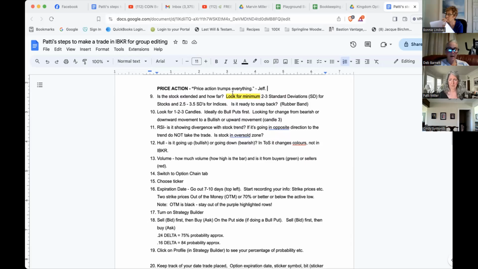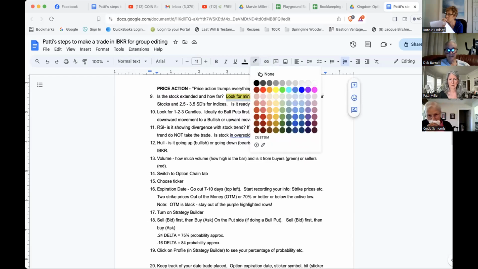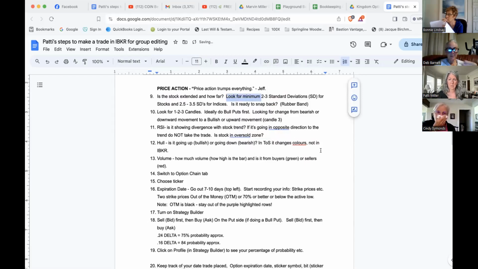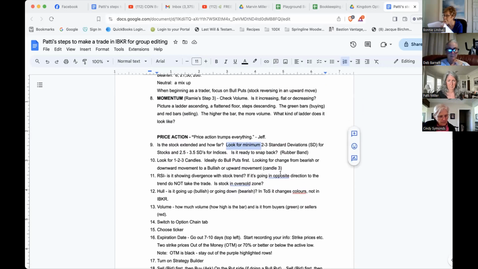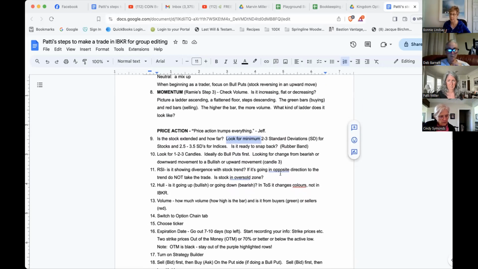Okay. And you've got that. Then we look at the RSI. Is it showing divergence with the stock trend in the opposite direction? Yes. Is it going up or going down? Volume, how much volume? Is there lots of people involved or not? This is where the VIX would come in.